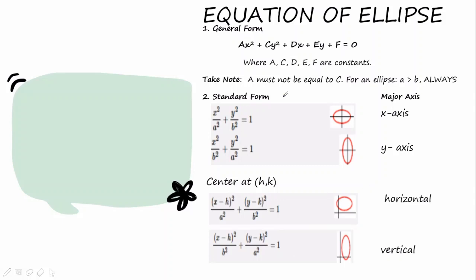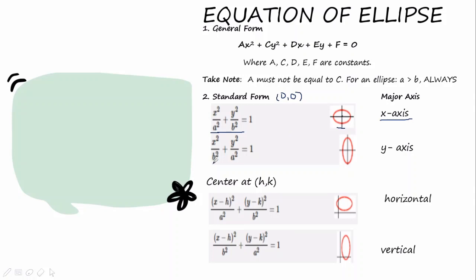For the standard form, if our center is at the point of origin, or 0, 0, we have two equations. The first equation is x squared over a squared plus y squared over b squared equals 1. We can use this equation if our major axis is located at the x-axis, or the graph of the ellipse is like this one. Okay? You can see, again, the center is located at the point of origin.